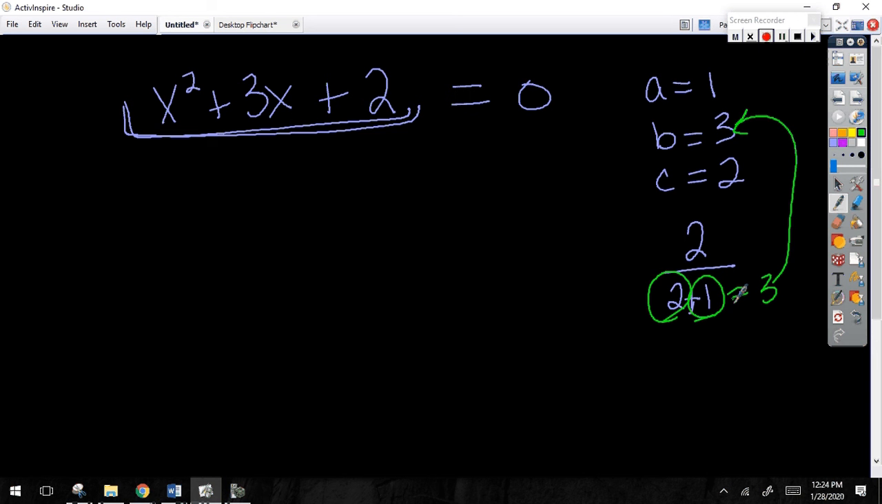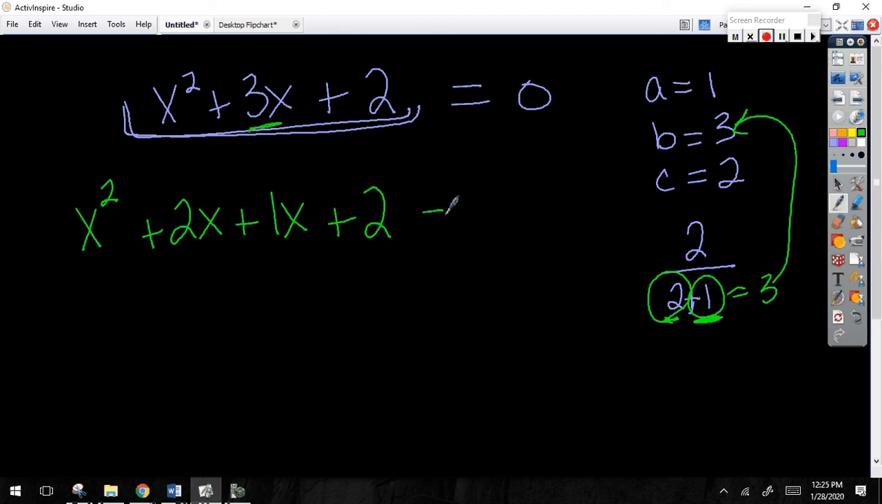Okay, so now here's what I'm going to do. I'm going to rewrite the equation. I'm going to keep A the same, and I'm going to keep C the same, but in the middle, I'm going to use these two numbers to rewrite the 3 in the middle. Instead of 3, I'm going to write it as 2 plus 1. Does that make sense? All right.